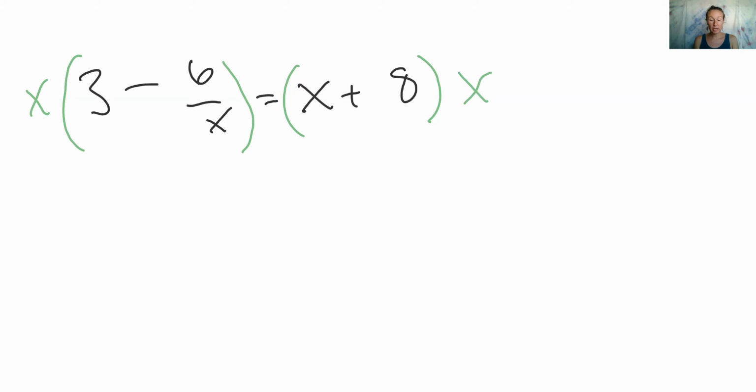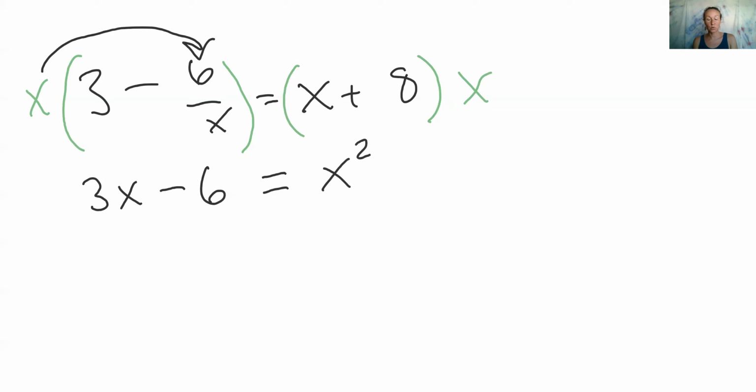So x times 3 is 3x. X times this 6 over x is going to give us 6x over x, which is just going to give us 6. Right? And that was our whole goal, was to get rid of that x in the denominator, and indeed we did. Over here, we're going to have x squared plus 8x.